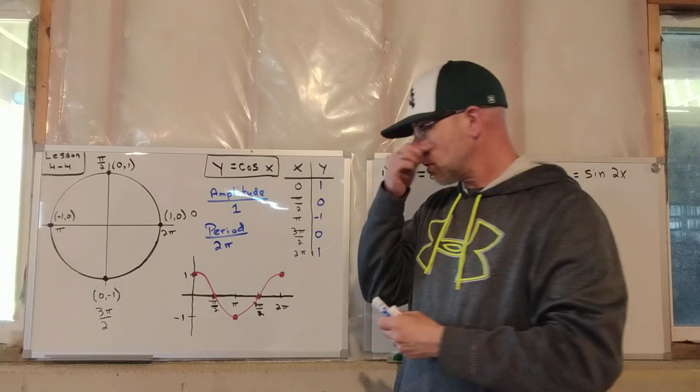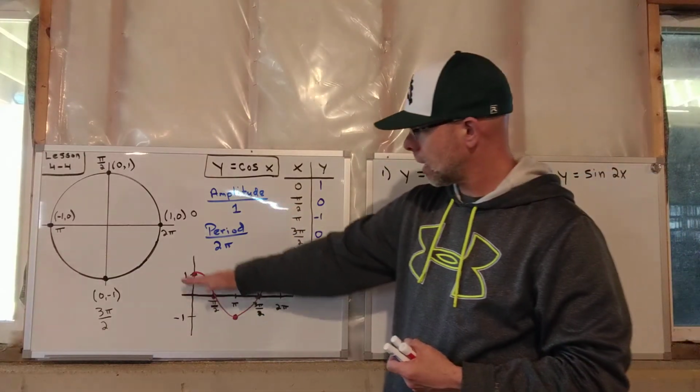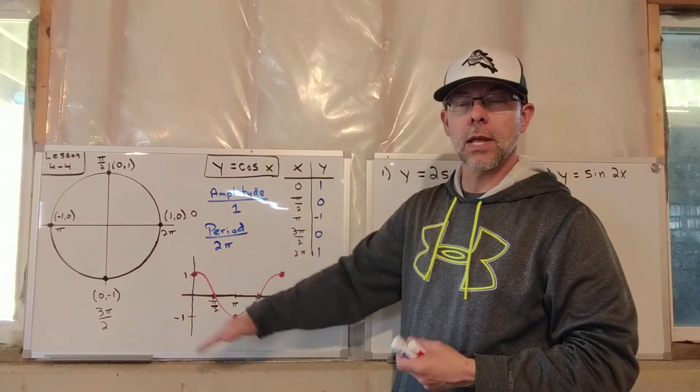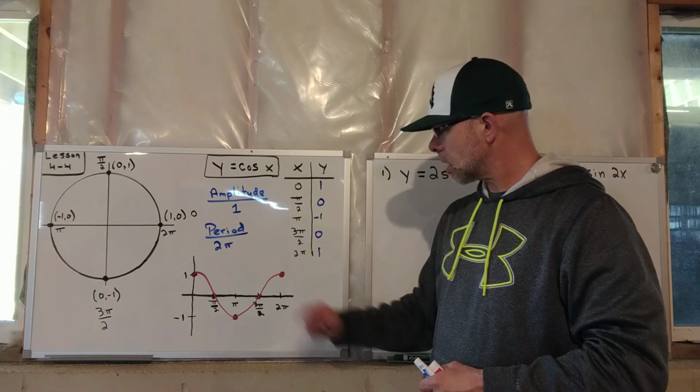All right, so that is the cosine curve. Now you will notice it's got kind of the same deal. The amplitude's 1, meaning it reaches a high point of 1, a low point of -1. There's that 1. And this same shape's going to happen again.